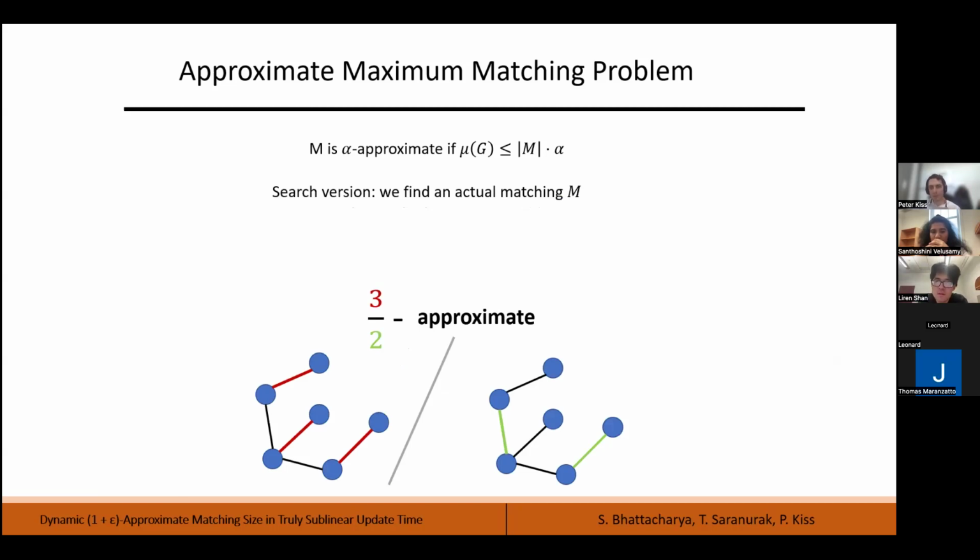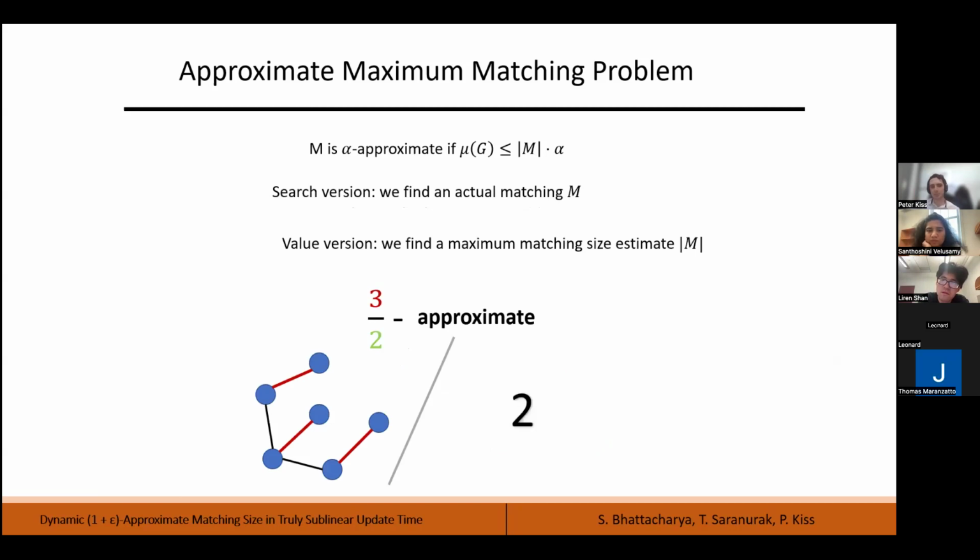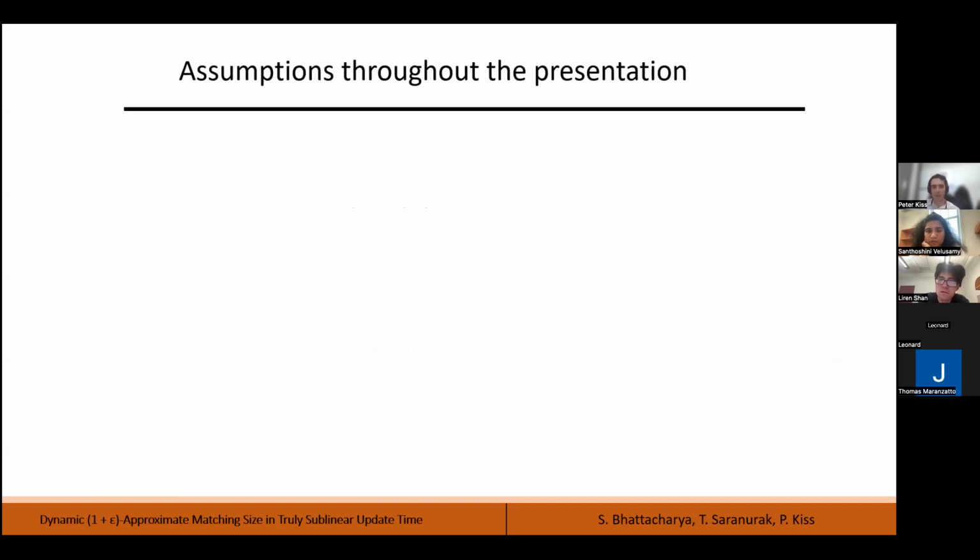I will refer to the problem, I'm not sure if it's standard in the research, as the search version, where we actually want to find the matching itself. But in the sublinear regime, we have to think about the value version, where we only get the matching size approximately. That is, we only return a number, which is approximately correct.